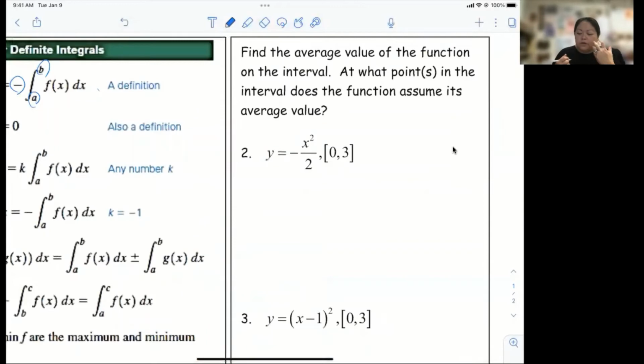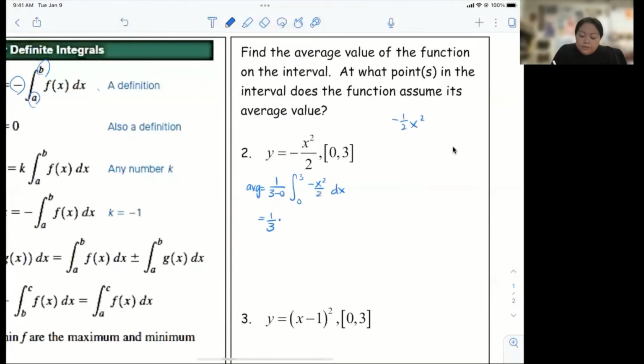All right, so if we take a look up here, it says find the average value. At what points the value does the function assume its average value? So you got to look for the average first, right? So the average would be, if I follow the formula, the average will be 1 over 3 minus 0, because that's my integral of 0 to 3, negative x squared over 2 dx, right? So we can go ahead and work this out. This is 1 over 3. This is, don't let this confuse you. This is really negative 1/2 x squared, right?